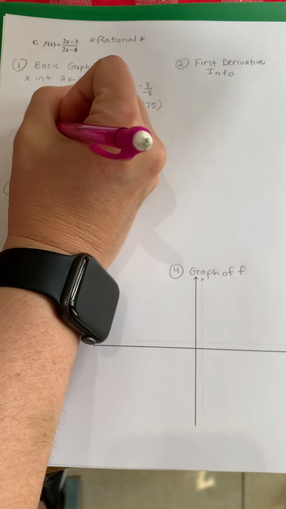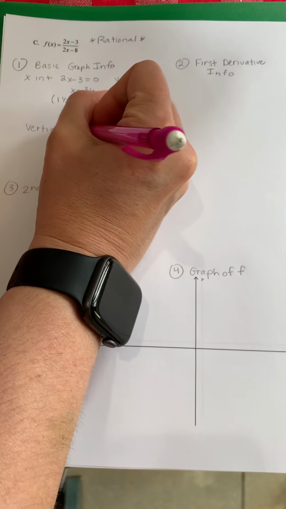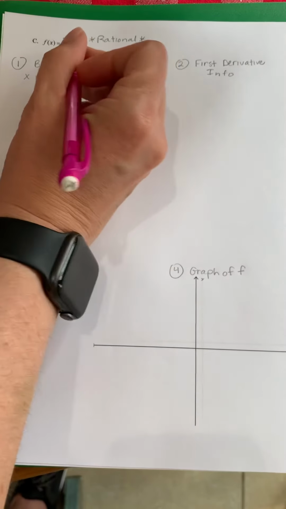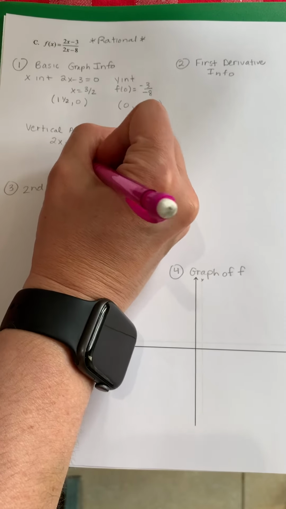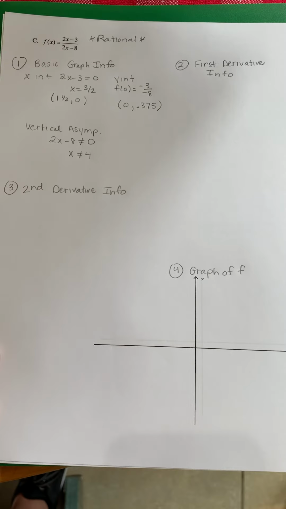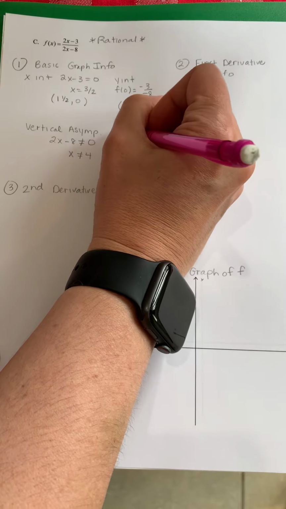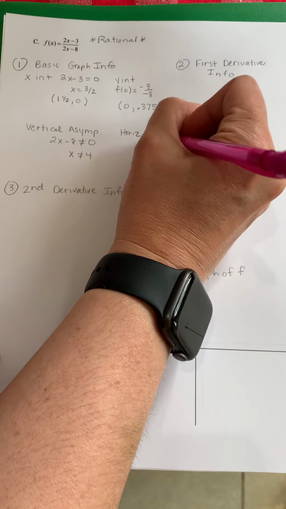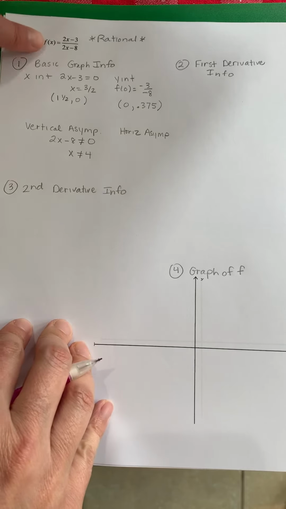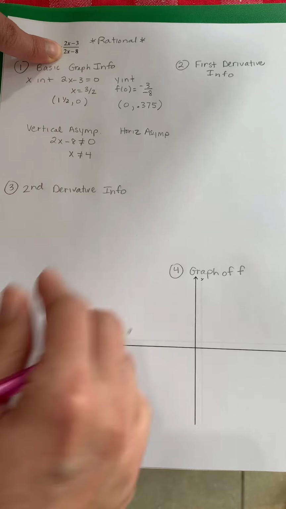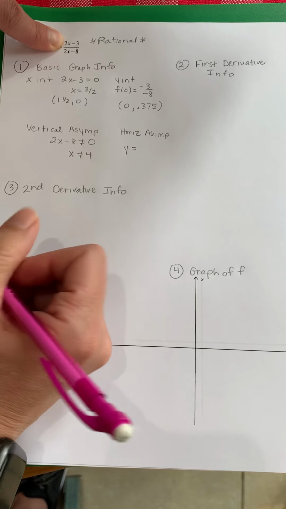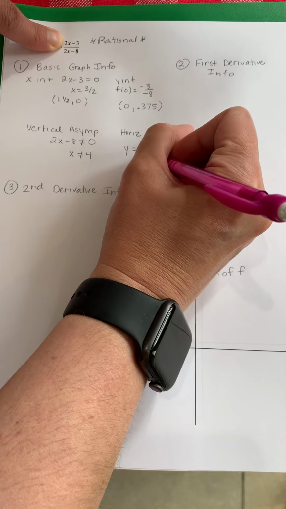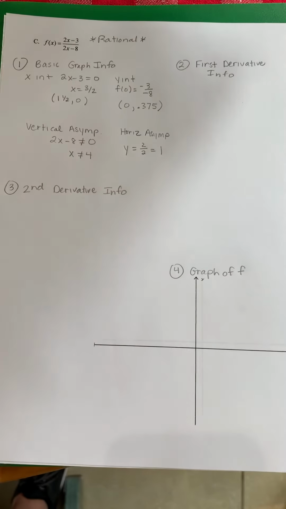Now we have asymptote issues because this is a rational function. So we definitely have a vertical asymptote that comes from the 0 of the denominator. So 2x minus 8 cannot be 0. We solve that, and we'll see that x cannot be 4. Okay, the horizontal asymptote comes from looking at the degree of the function. Since the numerator and the denominator have the same degree, one way to do it is to look at the leading coefficients. So we get 2 divided by 2. So we're going to have a horizontal asymptote of y equals 1.